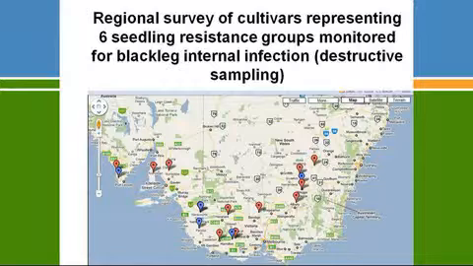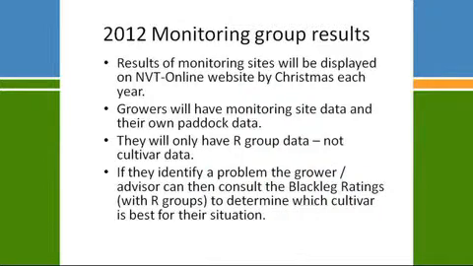The other part of this work is we're monitoring how the disease is evolving around the country. So we've got sites right across Australia, and we hope to increase this number of sites this year. And what we're doing is, and this was last year's, but we've increased the number of groups. So this year we'll have one cultivar from each of the 7 groups sown right across Australia, and we'll monitor how much disease is occurring in each of those groups. And we'll put this data on the website by Christmas each year.